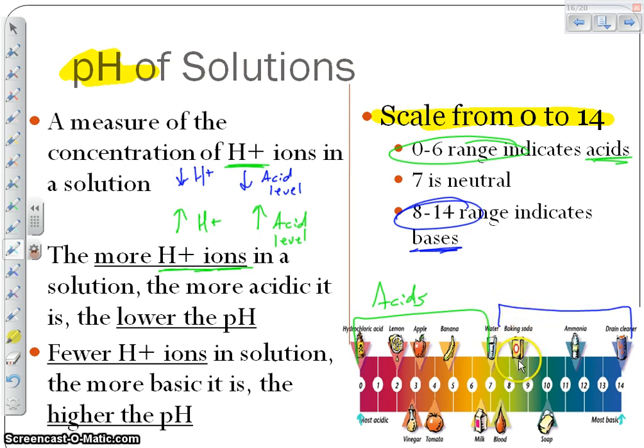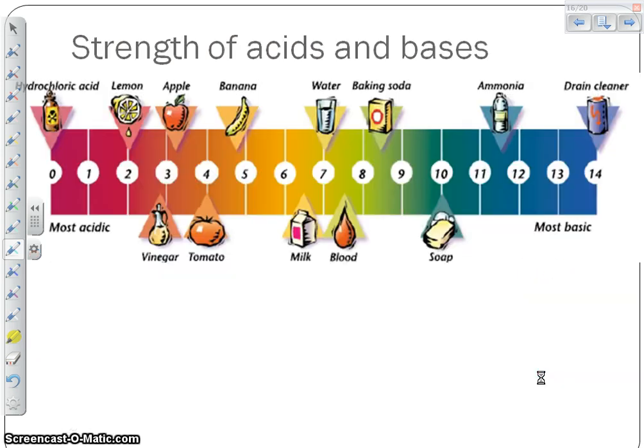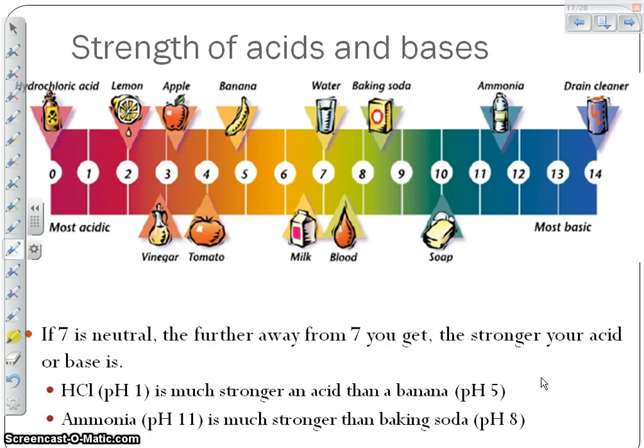So baking soda is going to be a weaker base than soap would be, because it's closer to 7 in pH. And we kind of hit on this already, with 7 being neutral, and that's a very, very key thing. The further away you get from 7, the stronger the acid or the stronger the base is going to be. So something that has a pH of 1 is going to be a much stronger acid than something that has a pH of 5. Or something that has a pH of 11 is going to be a much stronger base than something that has a pH of 8, because the further you get away, the stronger you get.